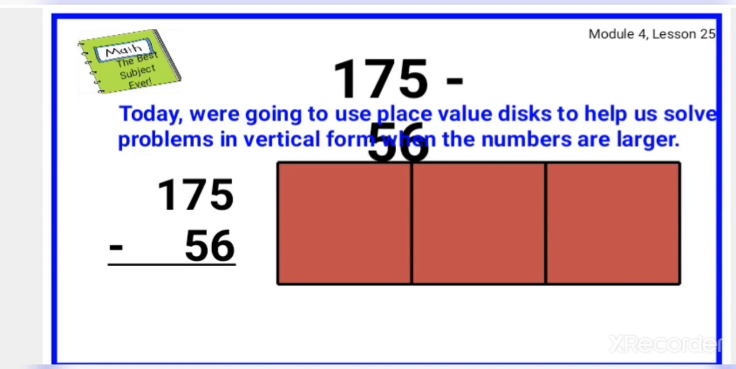My 7 tens has become 6 tens. So 6 tens minus 5 will give me 1. And of course, there's nothing under 1, so I have 1, 1, 9. 175 minus 56 is 119.